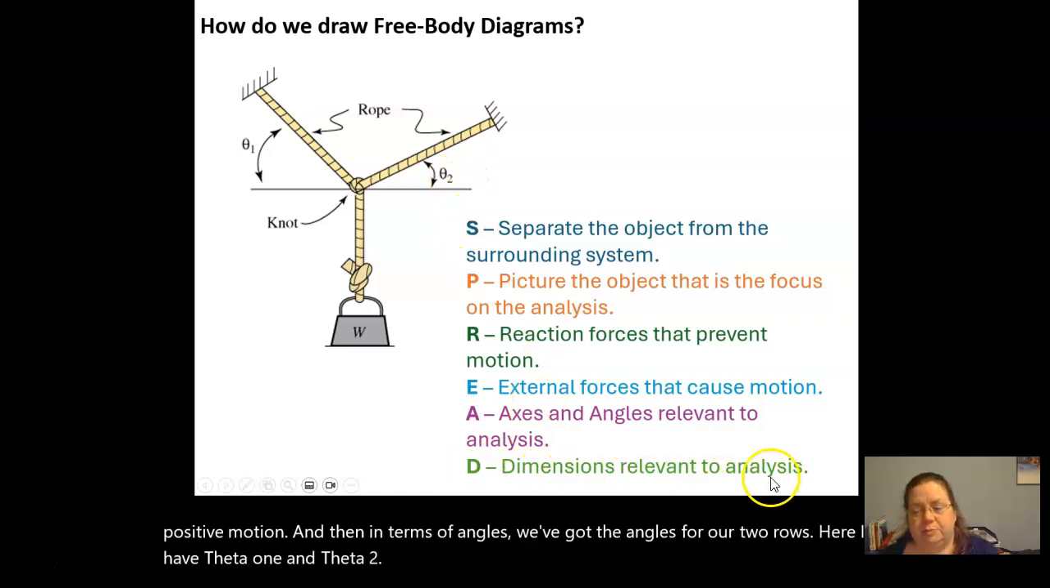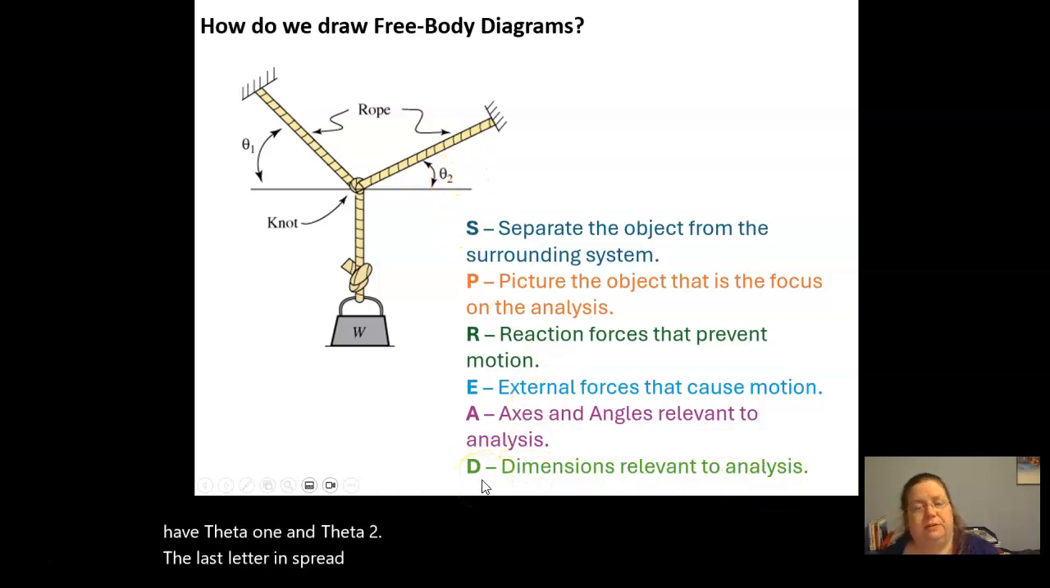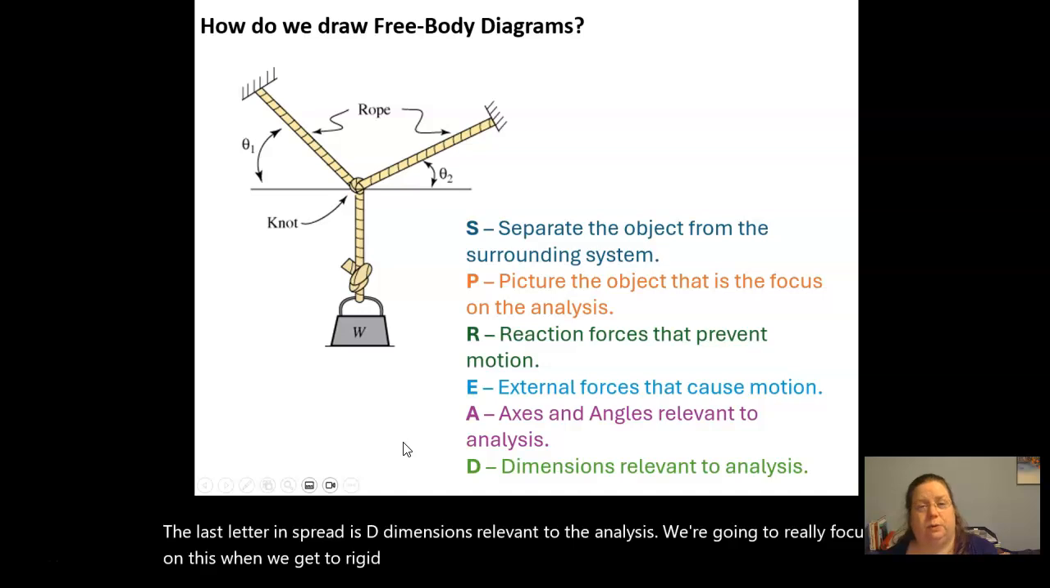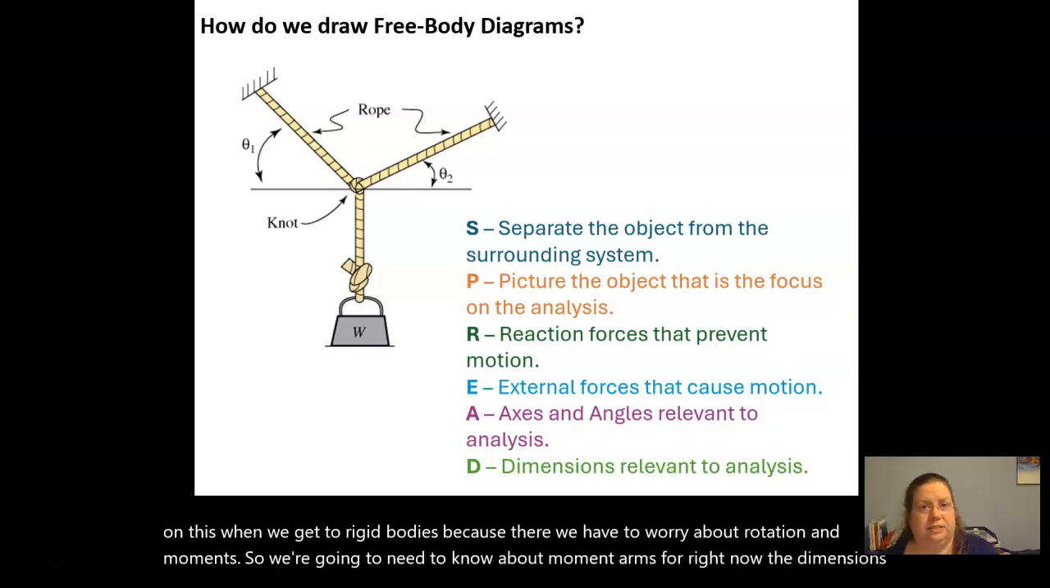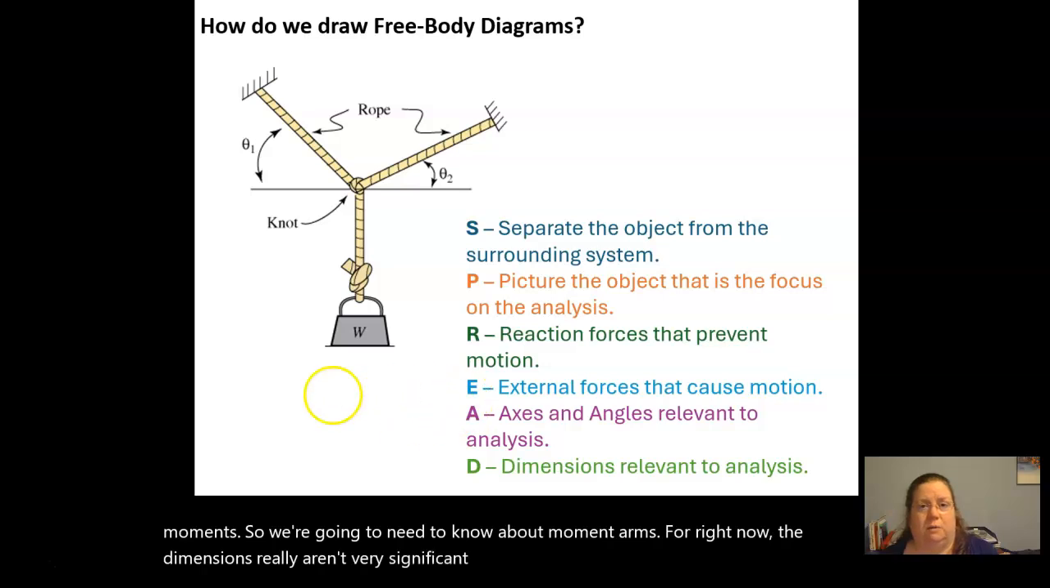The last letter in SPREAD is D, dimensions relevant to the analysis. We're going to really focus on this when we get to rigid bodies, because there we have to worry about rotation and moments. So we're going to need to know about moment arms. For right now, the dimensions really aren't very significant to our plan.